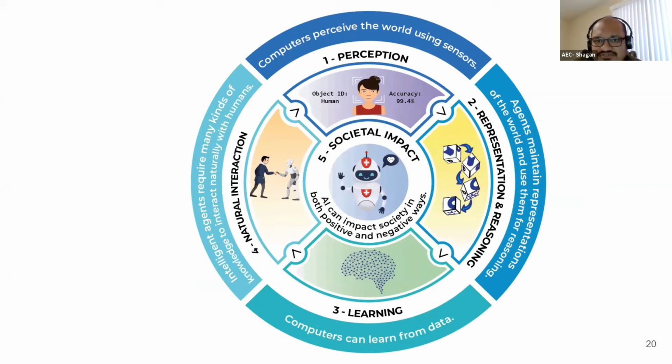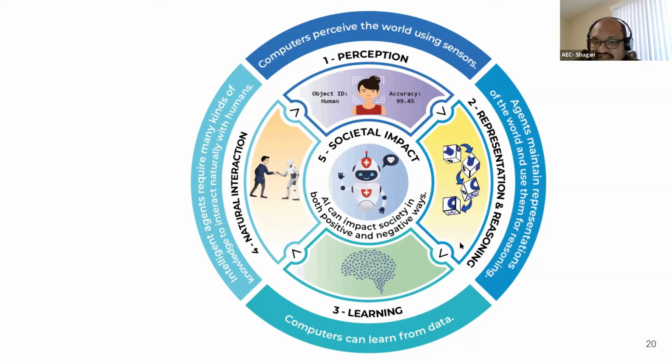The first is perception, how the deep learning models or these systems gather data. So the computers perceive the world using sensors. So these can be camera sensors, sound sensors, audio sensors, even touch sensors, smell sensors. So all this information is actually fed to the systems and deep learning models using sensors.